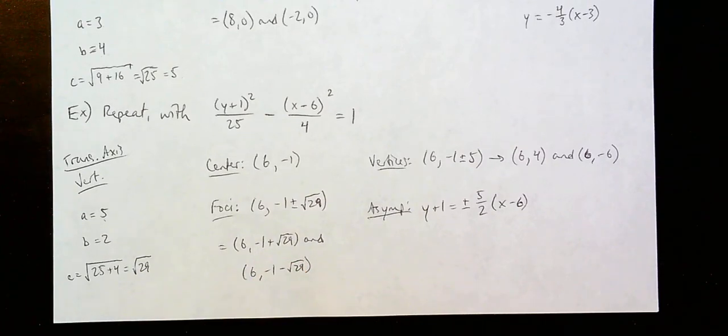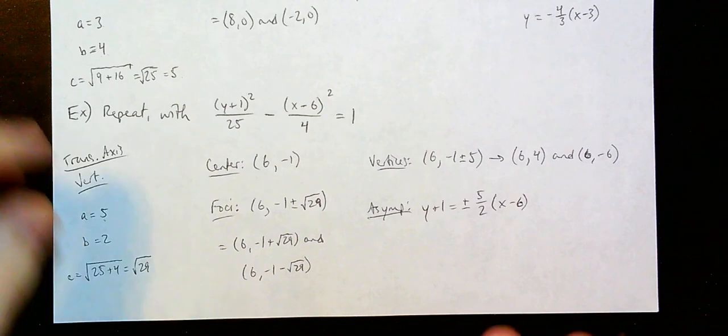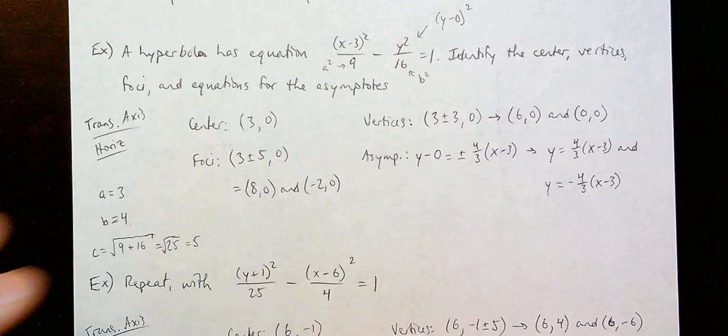So guys, this is the first kind of problem you should be able to do. If you're given the equation for a particular hyperbola, you should be able to identify the key features of it. The center, vertices, foci, and equations for the asymptotes. So we'll stop here for now. In our next video, we are going to talk about the other types of problems that you should know how to solve that pertain to hyperbolas.